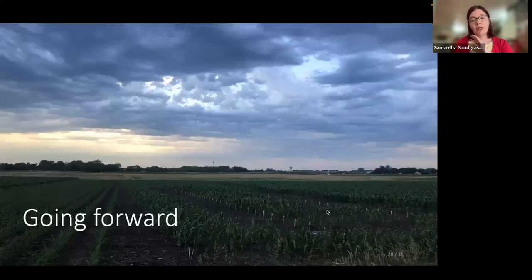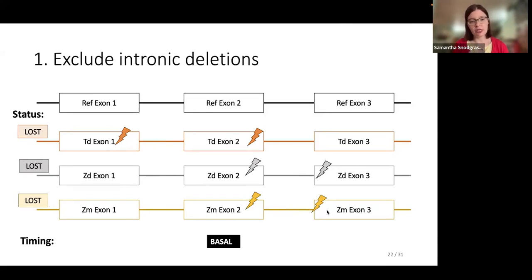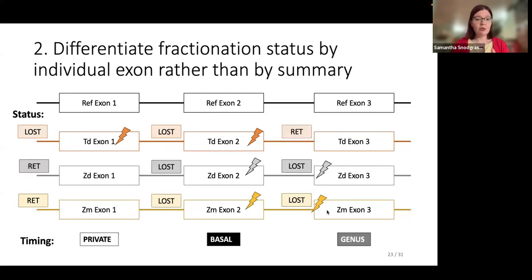So I've given you a lot of caveats on these preliminary results. And so I just want to talk about how we're going to improve it. So first of all, we're currently summarizing deletions across the entire gene and using all of these deletions. So the first thing we want to do is exclude those intronic deletions so that we're only looking at the ones that we're really interested in. The second thing we want to do is differentiate fractionation status to the individual exons rather than as a summary across the entire gene.